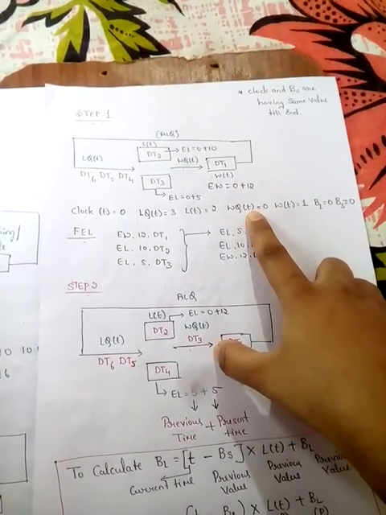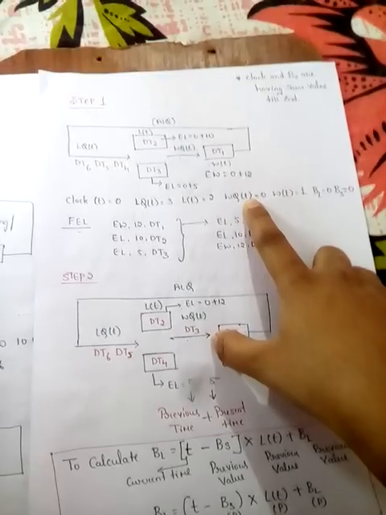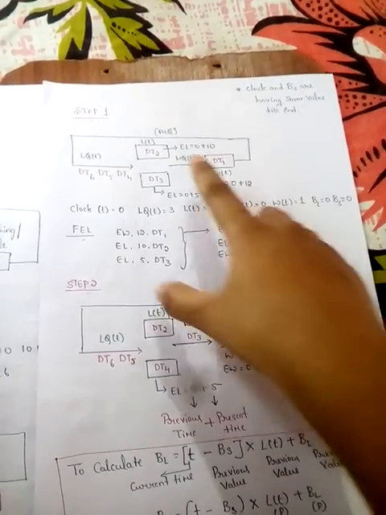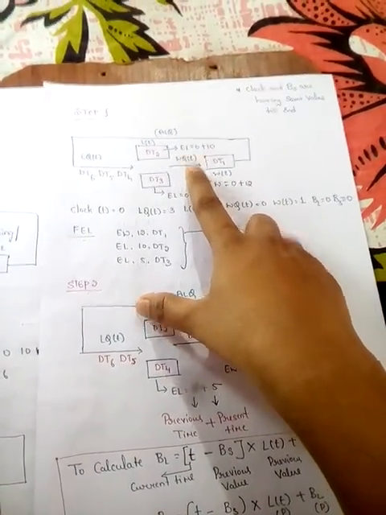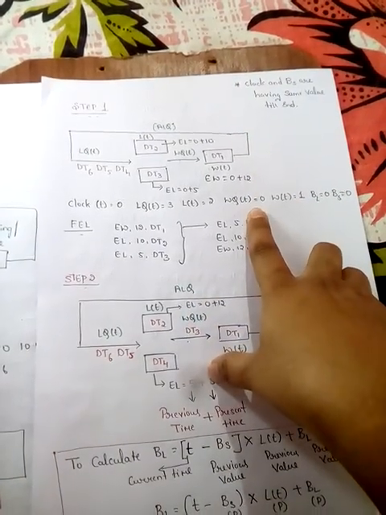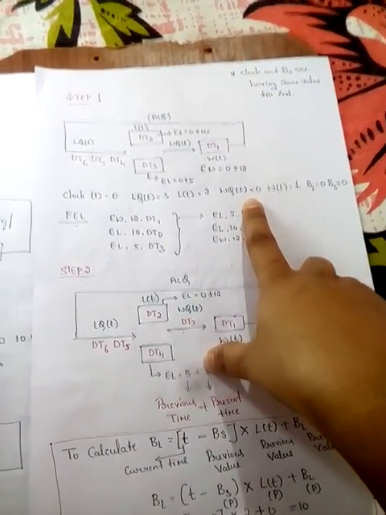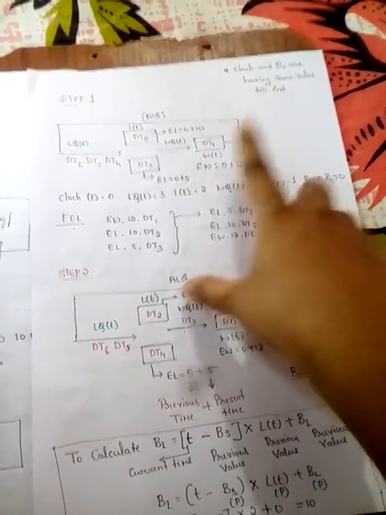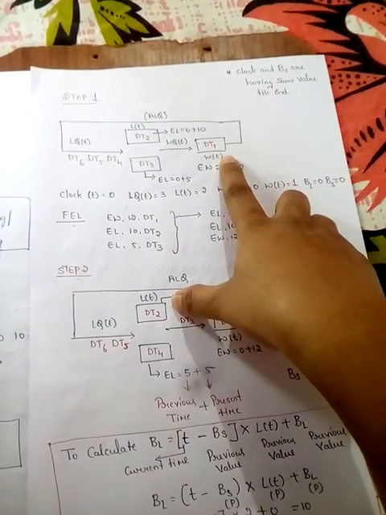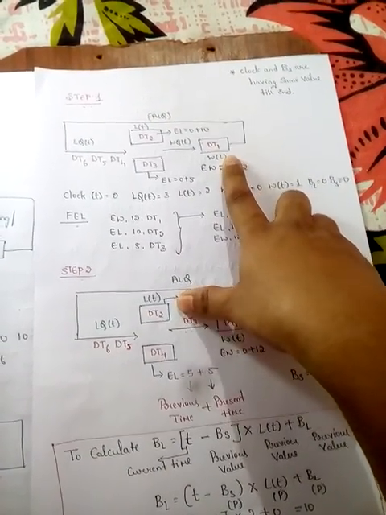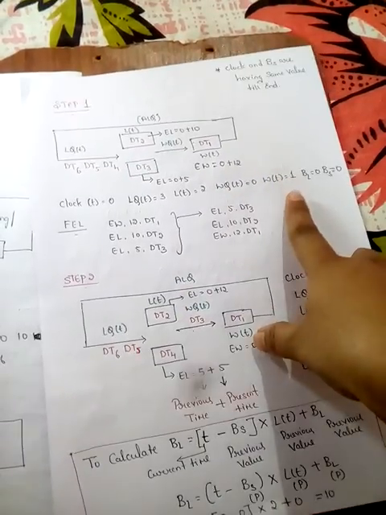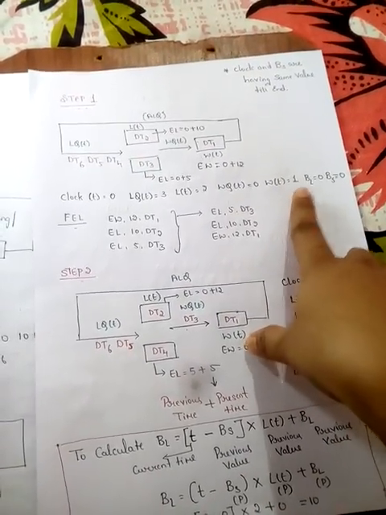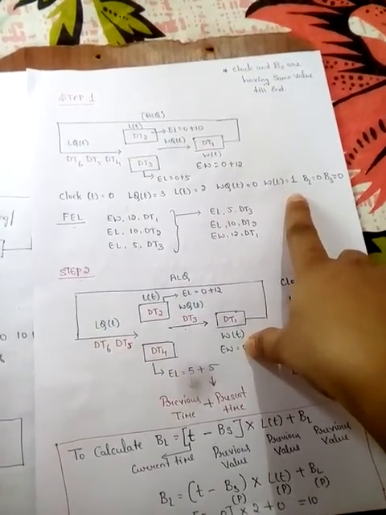Next we'll see WQ of T, the weighing queue. None of the trucks are being moved to my weighing queue, so my value of WQ of T is equal to 0. Then next, W of T: how many trucks are being weighed? Only 1 truck is being weighed. W of T equal to 1.